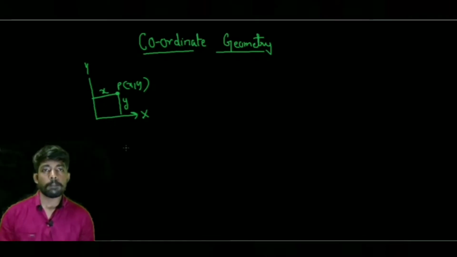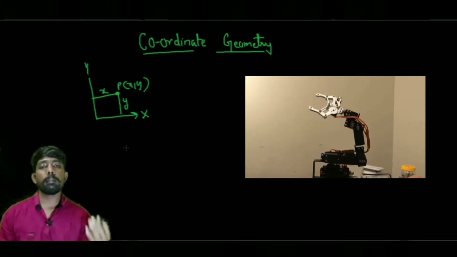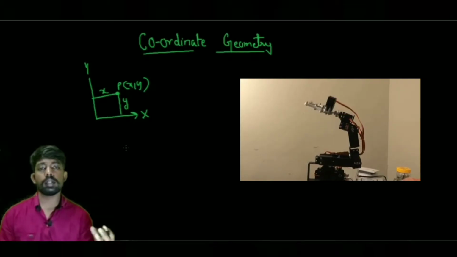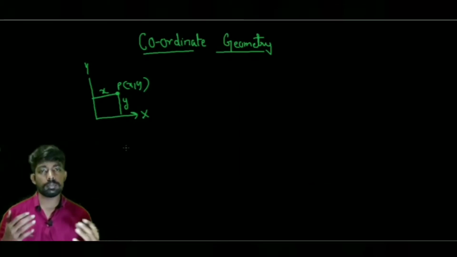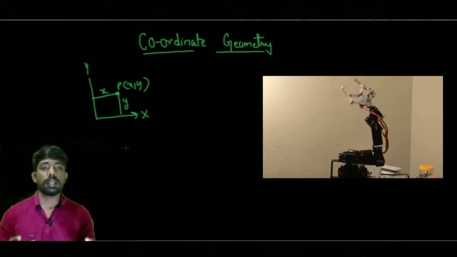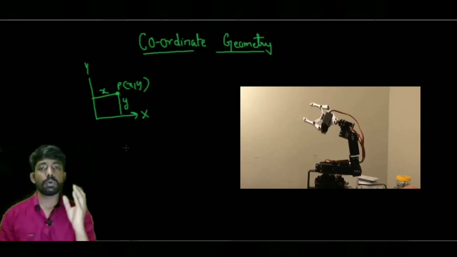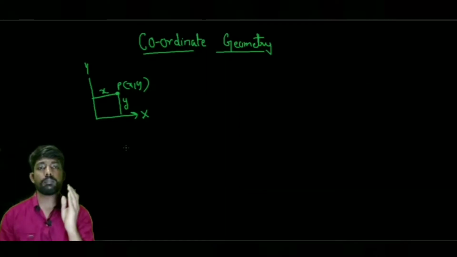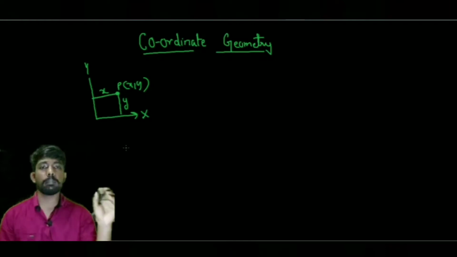Now what is the practical application of coordinate geometry? Let us see now. Robotic arm. A robotic arm in manufacturing units helps a lot. It will reduce human error and effort. A robotic arm can be programmed using a coordinate system for moving from one place to another to pick up an object and place it. So that is one application in real life.